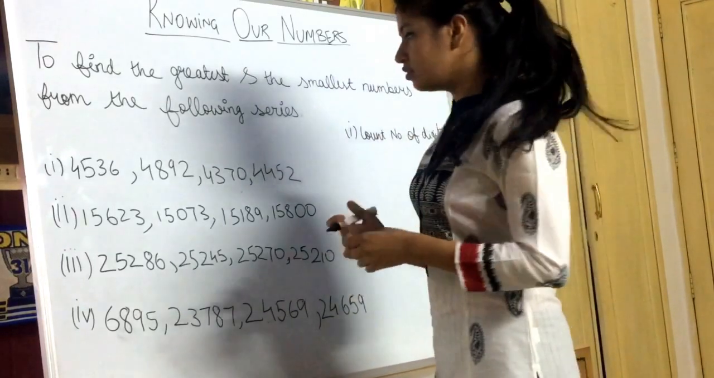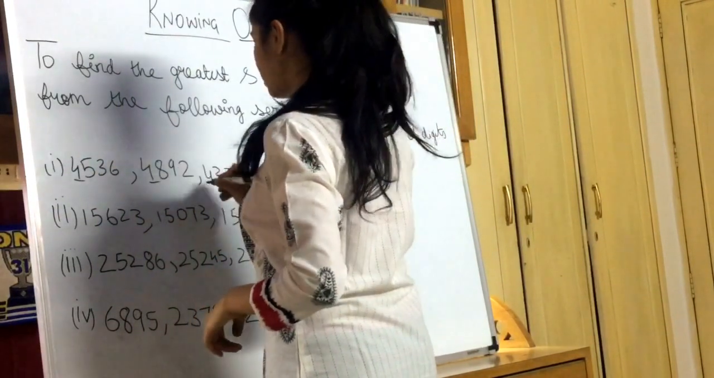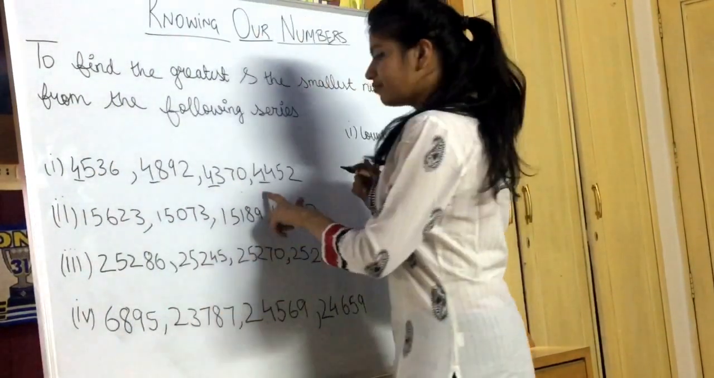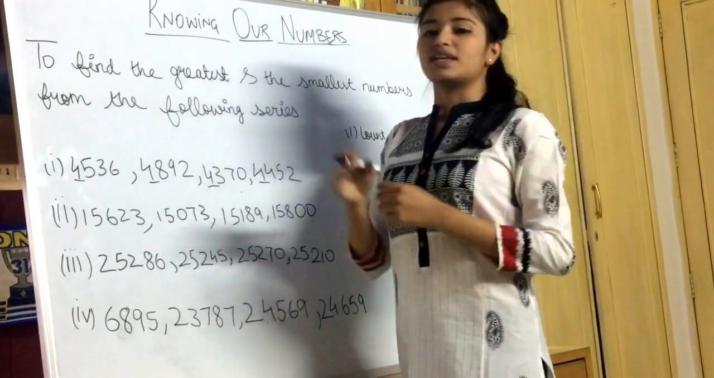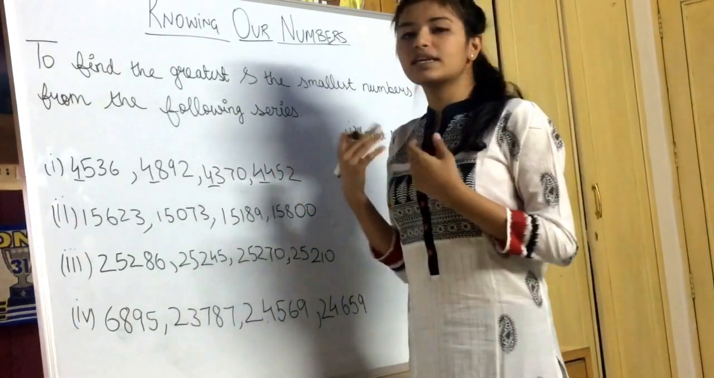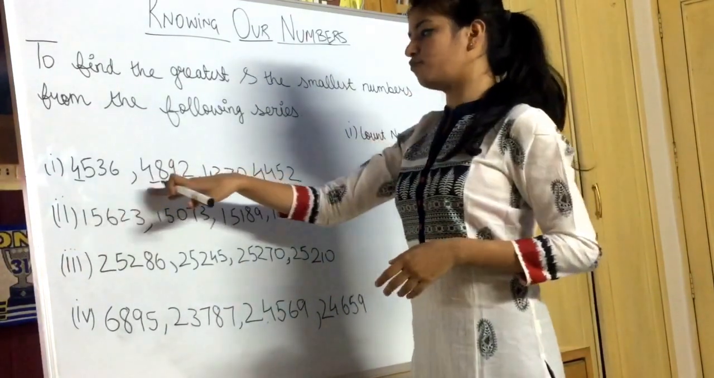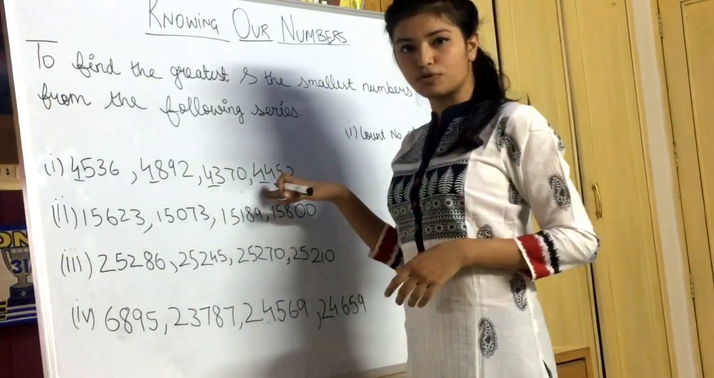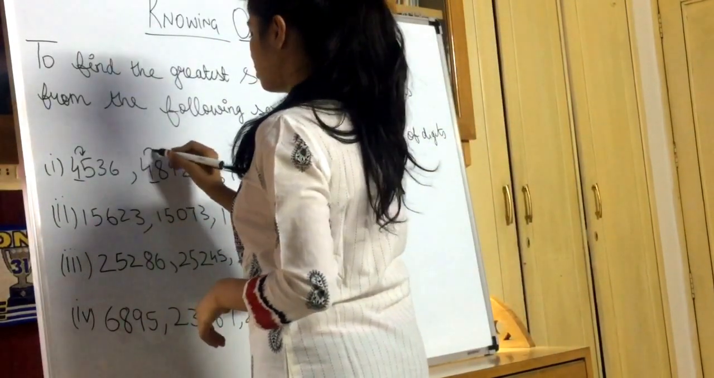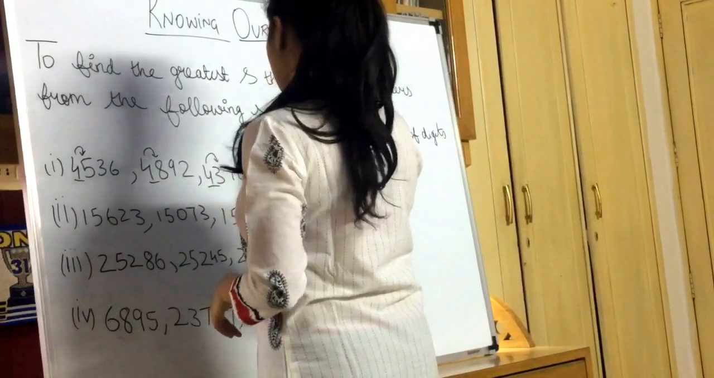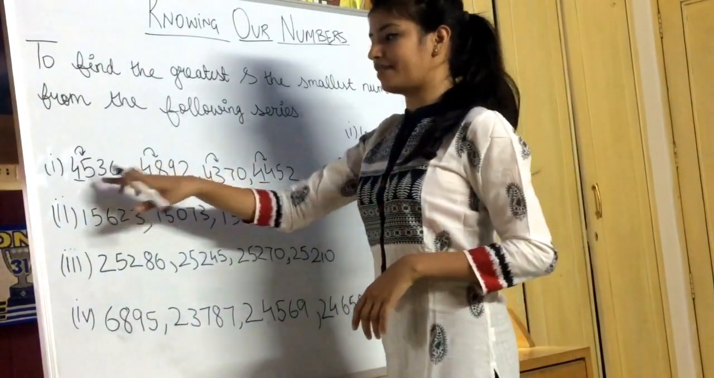Our second step is to see the leftmost digit of each number. In the cases where the leftmost digits are different, we can directly compare them and find the greatest and the smallest. But in this case, all the leftmost digits are the same, that is 4. So what we do is, we move on to the next digit. When we move on to the next digit, the next digits are 4, 3, 8 and 5.